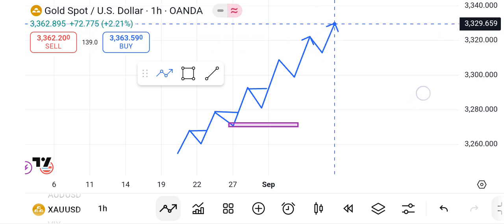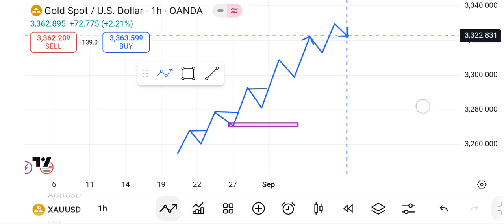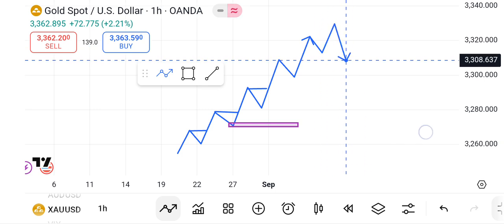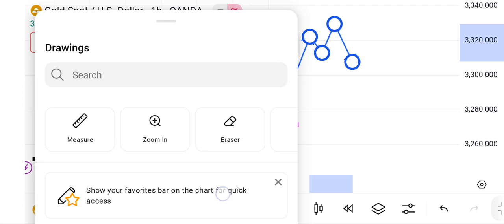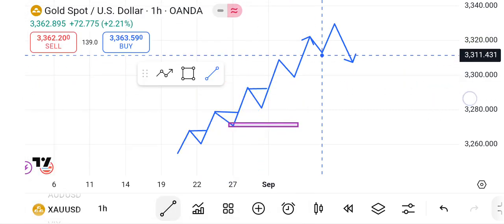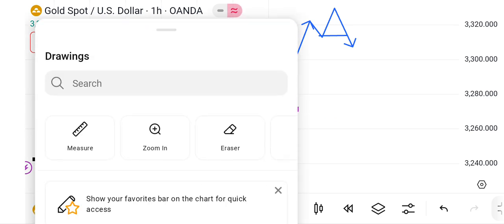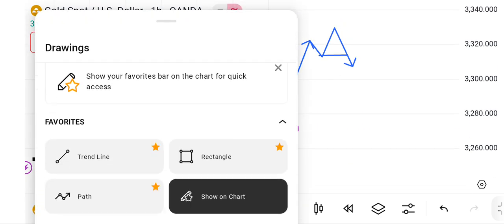But instead, price broke that last high. Instead of making a higher low, it broke that last low. It broke the last low. And this is called a change of character. A change of character signifies that for this example, we have been looking for buys. Now it's time for sells.